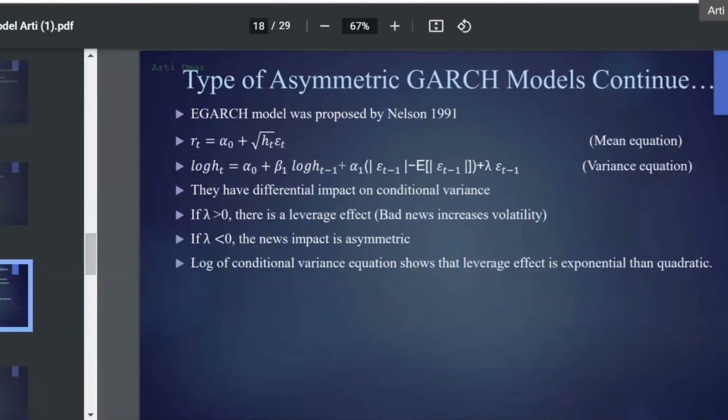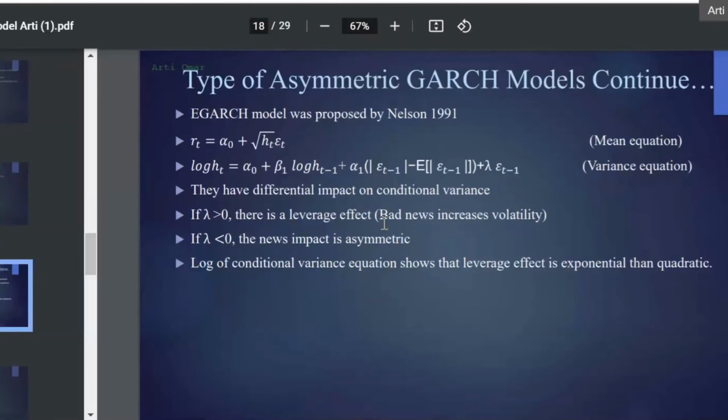Now coming to the variance equation. We have the log of volatility equal to alpha naught plus beta 1 times the log of the lag term of the volatility, plus the epsilon t minus 1 term and the expectation of epsilon t minus 1, that is also one term, plus lambda. Again, there is a lambda that will capture the effect. The equation is more or less similar. There is a little difference, but the effect of lambda is the same.